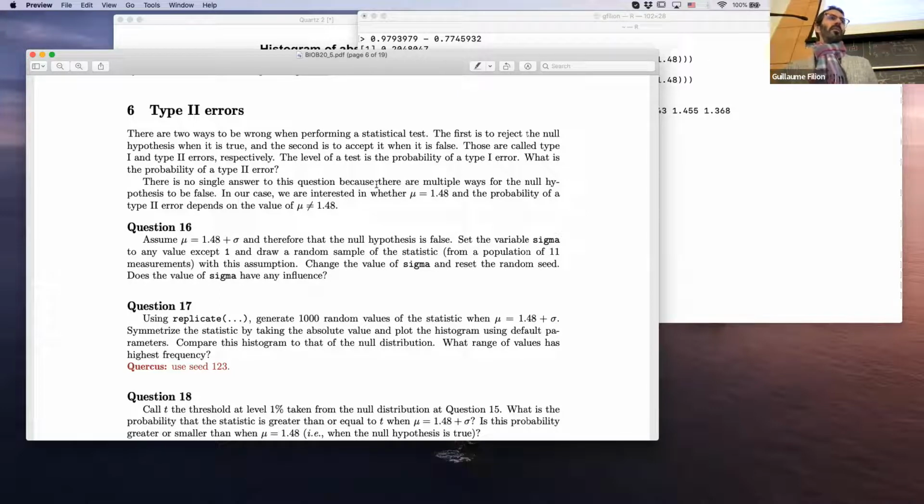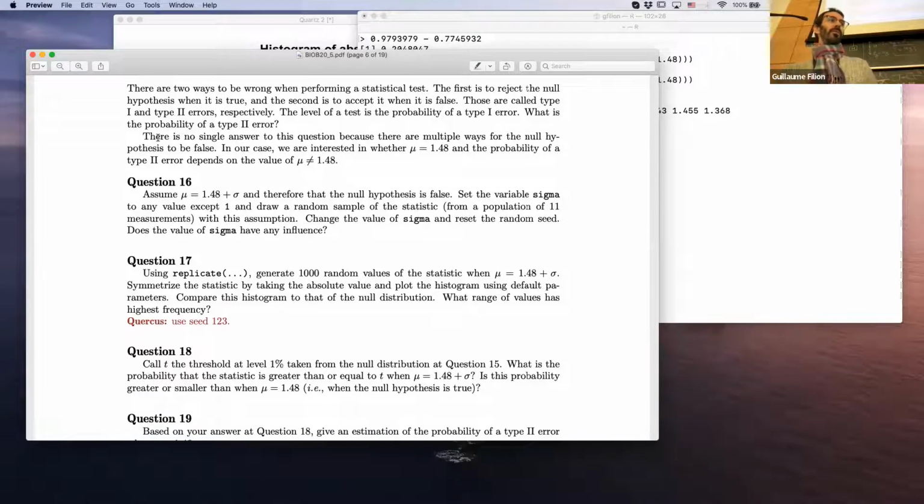The level of a test is the probability of a type 1 error. So when you say level, you can also say type 1 error, it means the same thing. What is the probability of a type 2 error? There is no single answer to this question because there are multiple ways for the null hypothesis to be false. In our case, we are interested in whether mu is equal to 1.48, and the probability of a type 2 error depends on the value of mu that is different from 1.48.